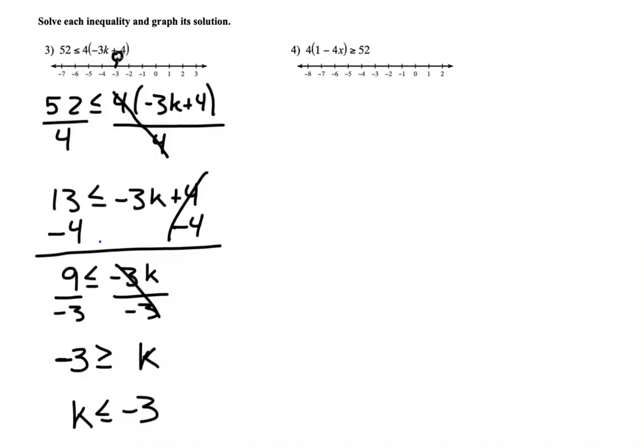So negative 3 actually is a solution. I'm going to fill that in. And k is less than or equal to, so it's all the numbers this way.